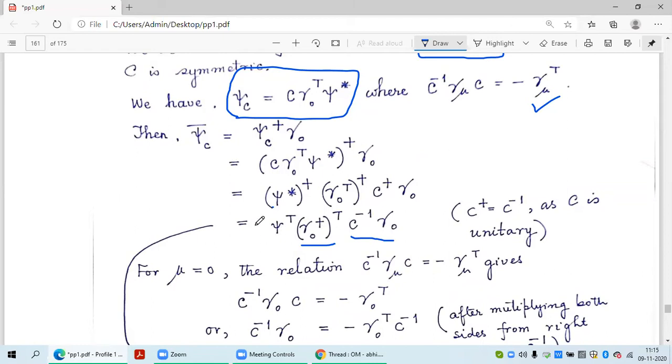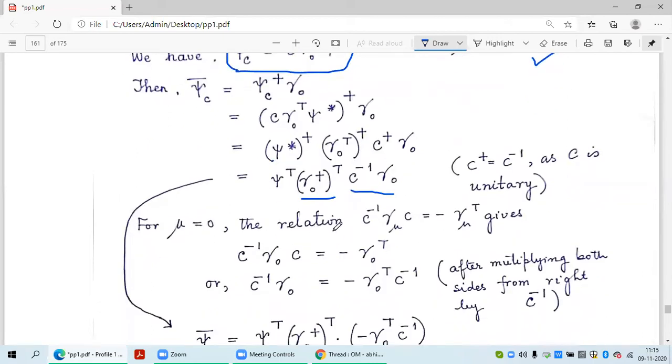Now we can simplify this utilizing this equation, which is the identity which C satisfies. If you use this for mu equal to 0, this gives you this. And therefore C inverse gamma 0, which is lying here, from this equation you can write as minus gamma 0 transpose times C inverse, where you have right multiplied by C inverse. Therefore, in place of C inverse gamma 0, you can put this.